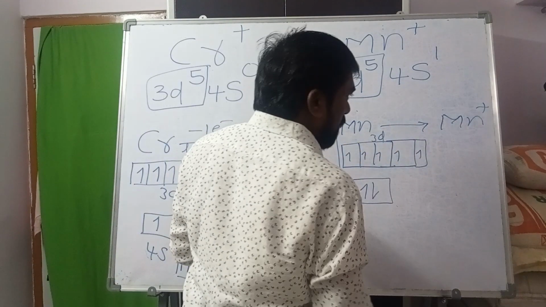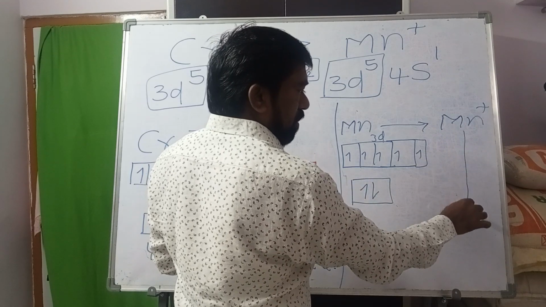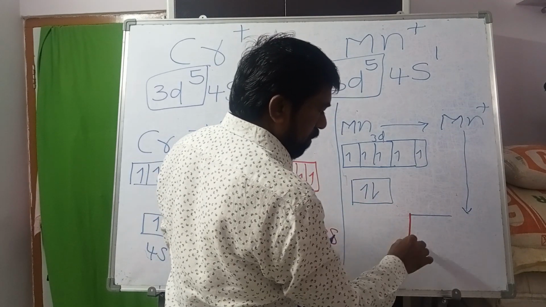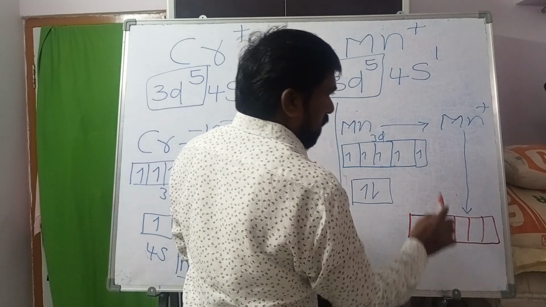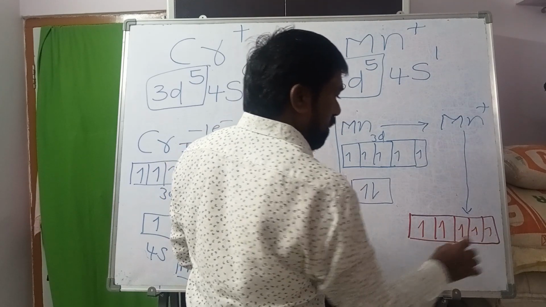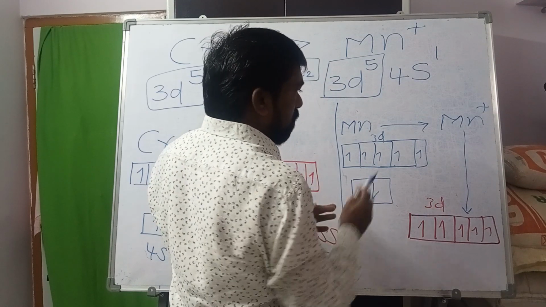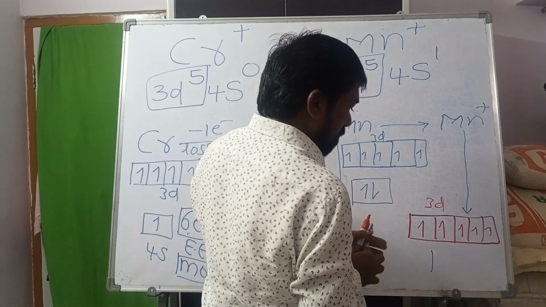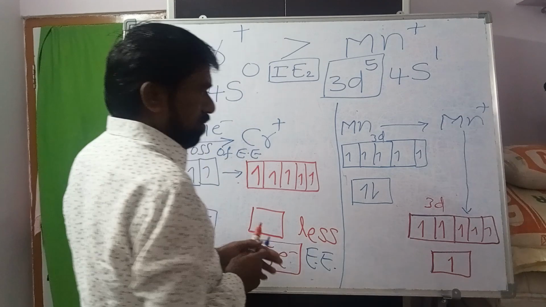Now see here, this is about Mn. In case of Mn plus, I write it here in the red marker. This is Mn plus now. Mn plus means 3d5, 1, 2, 3, 4, 5. This is the 3d, and 1 electron you can remove. From Mn to Mn plus, 1 electron is removed. Therefore, the 4s orbital has 1 electron.